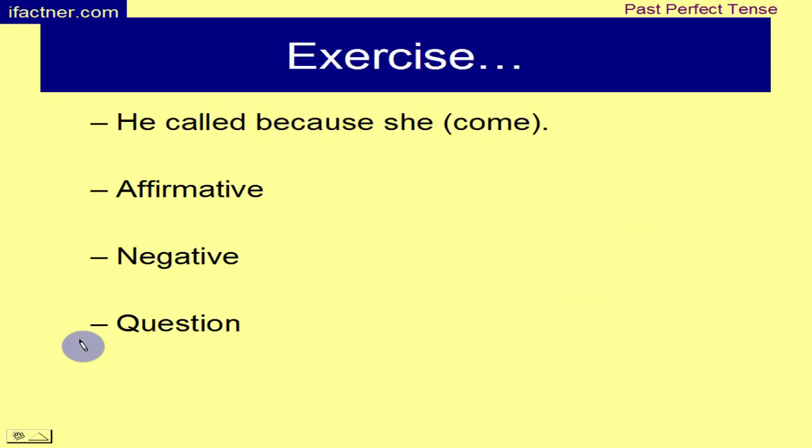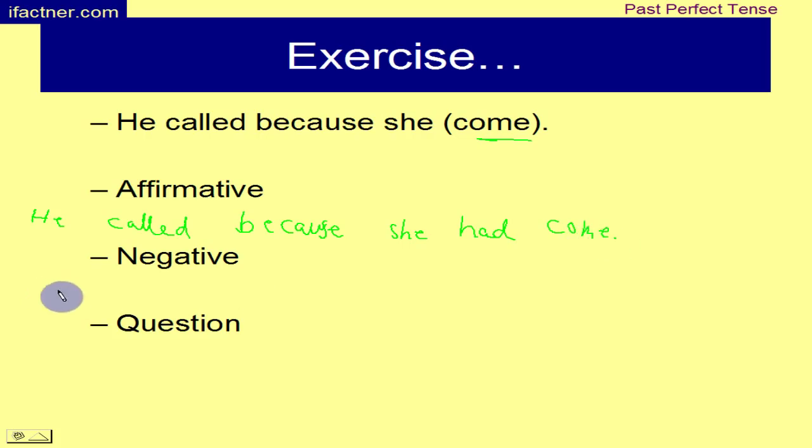Let's take another example. He called because she (come). If we want to change it into affirmative past perfect tense form, then it would be he called because she had come. Similarly, for the negative form, we would write he called because she hadn't come. She had not come.